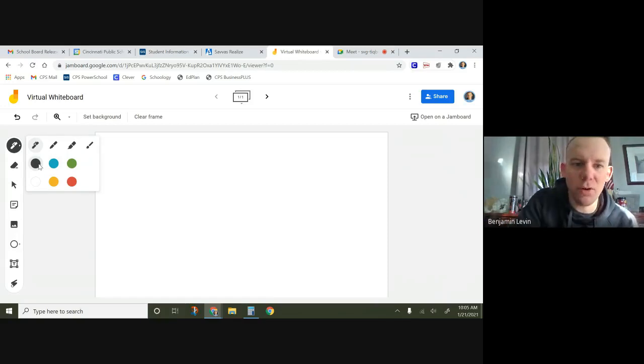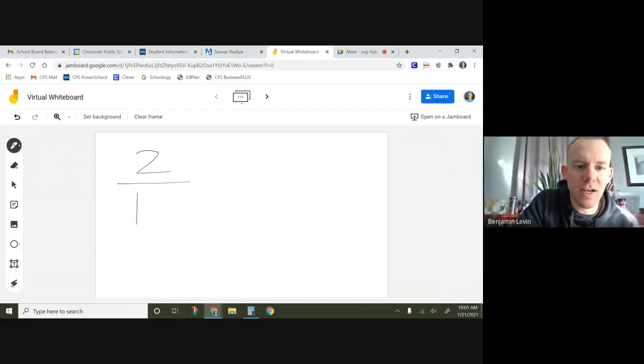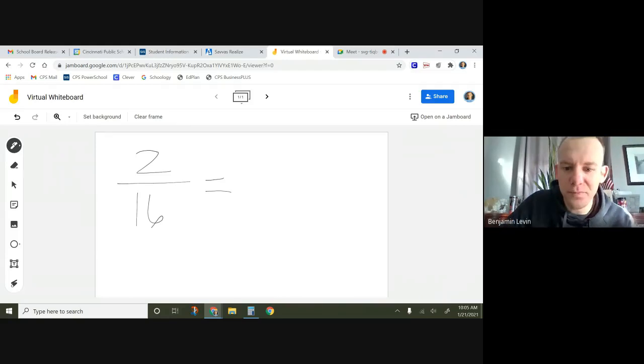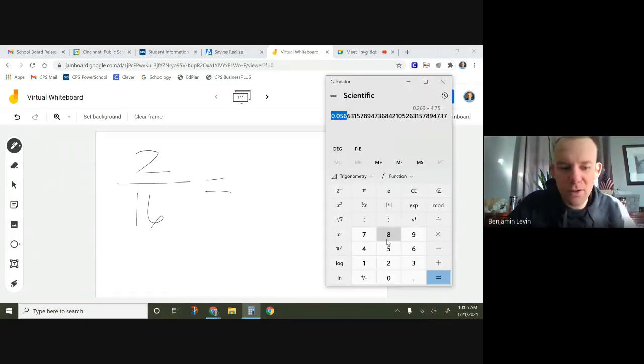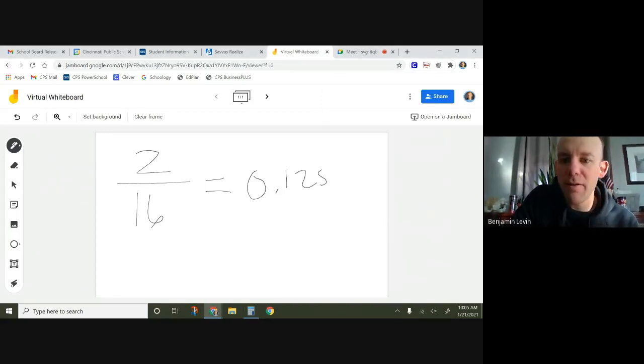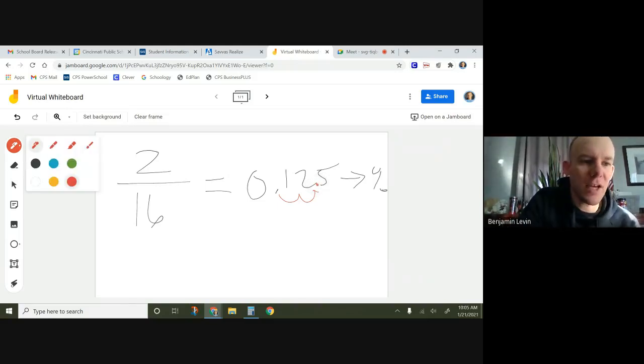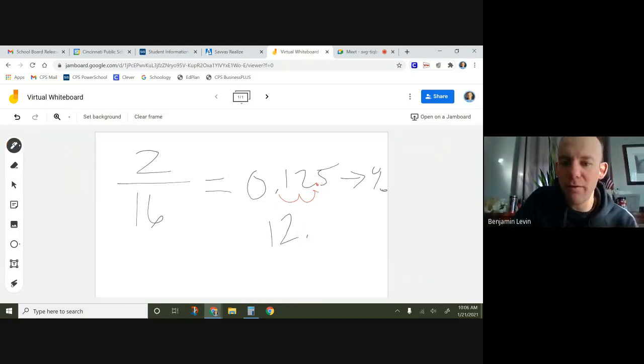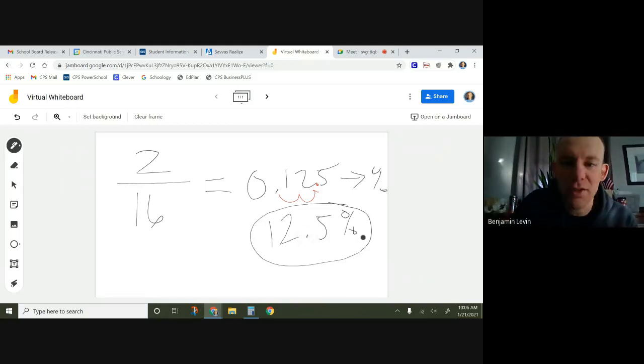Let's go do this on the Jamboard. 2 additional games, and 16 where it was the previous total. If I put that in a calculator, 2 over 16 equals 0.125. Now I need to make that into a percent. So I need to move the decimal 2 spots over. So my percent is going to be 12.5%. That is your percent change. Easy as that, right? Make a decimal into a percent. We just move it 2 spots to the right and put the decimal in, right?